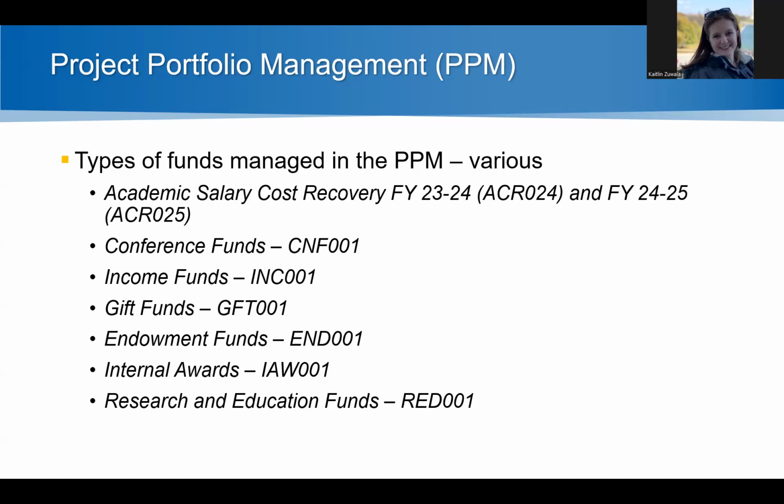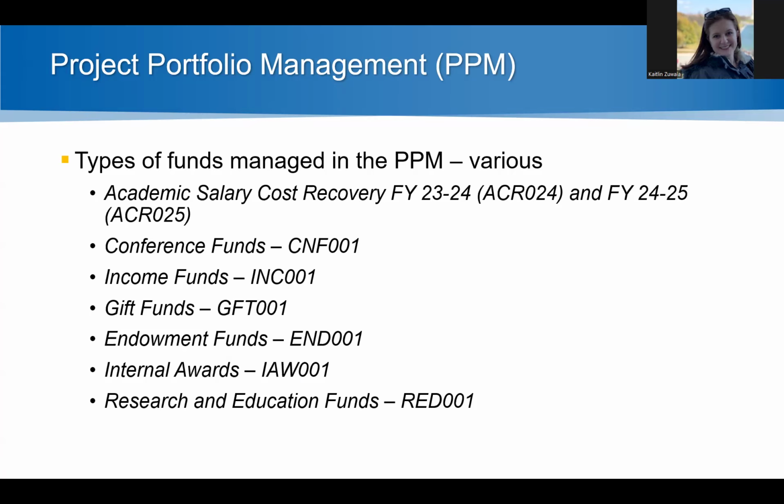Something different about the PPM is that each project is assigned a task number, and that's what you're seeing here after our different types of funds. Academic salary cost recovery is going to be ACR 024 or ACR 025.